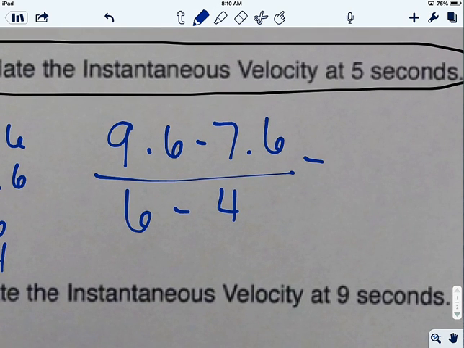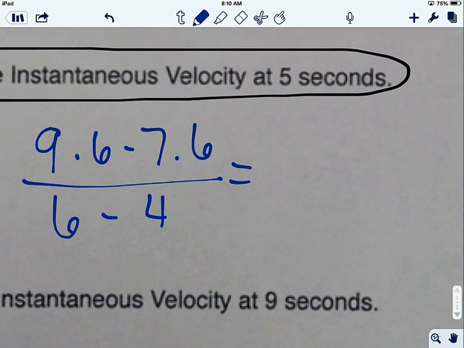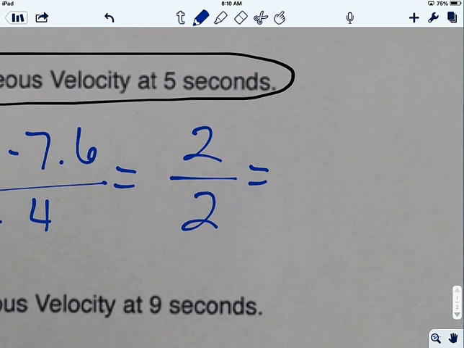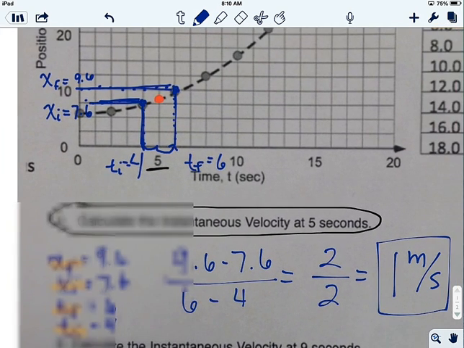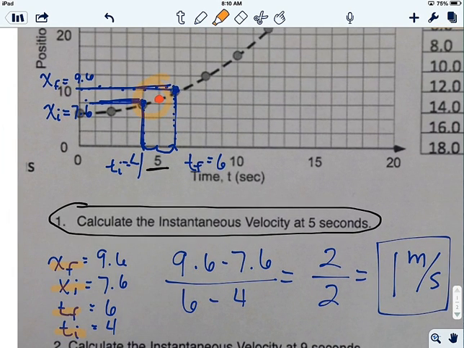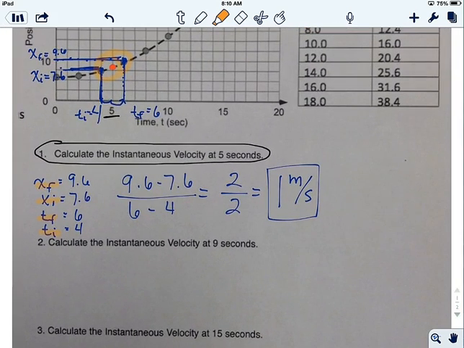All right, so 9.6 minus 7.6 is 2. 6 minus 4 is 2. 2 divided by 2 is 1. And we don't want to forget our unit of meters per second. So that is the instantaneous velocity at 5 seconds. All right, now you're on your own to try 2 and 3 on the backside.